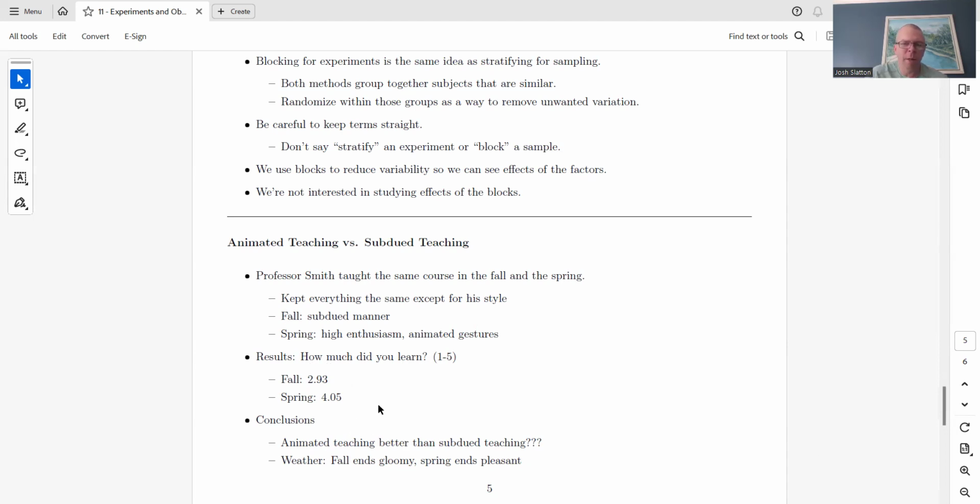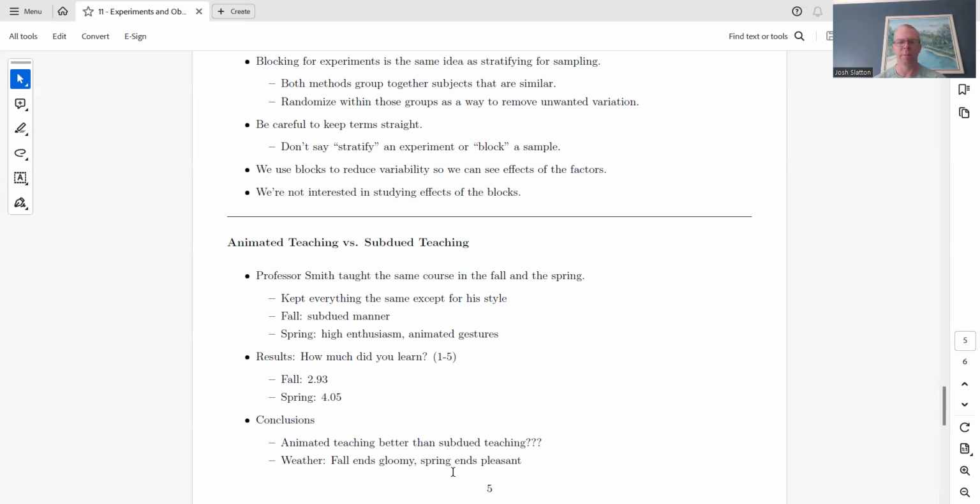Well, possibly, but we have different weather in fall versus spring. Fall ends gloomy, spring ends pleasant. Possibly. People are usually, at least this is the way I was, and I think most people are probably like this, in the fall, after your summer break, you're a little bit more ready to get back into school.